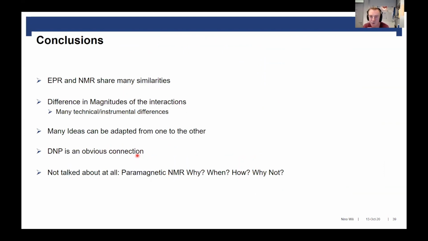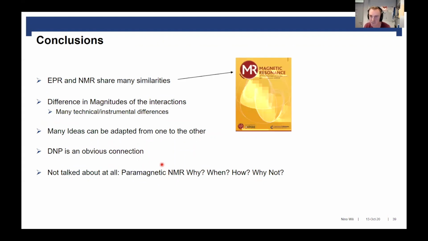So some conclusions: you see there are a lot of similarities between EPR and NMR, but it's just the difference in magnitudes which makes all the difference. And there are very many technical and instrumental differences, but still many ideas can be adapted. A lot of what our research group is now doing with the AWGs, it helps a lot to know the NMR literature. Then DNP is an obvious connection where you need both, and paramagnetic NMR would be the same thing from a different side.